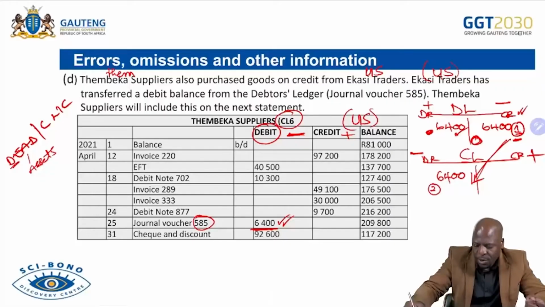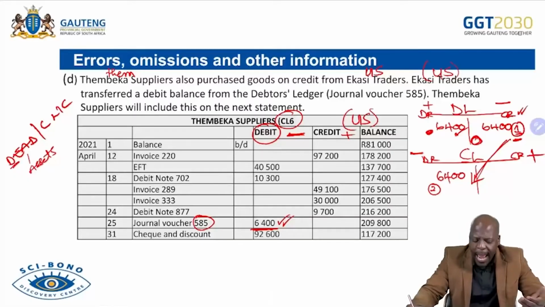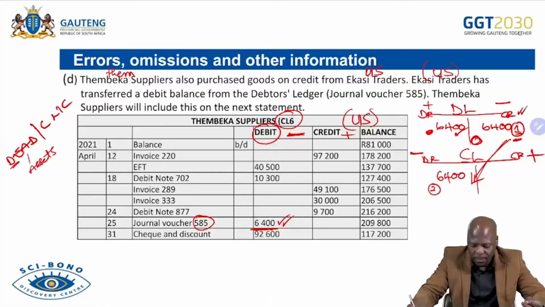That becomes transaction number 2. So we have done that in our books. ECAC, us, has transferred a debit balance from the debtors ledger. But Tembeka will include this on the next statement.